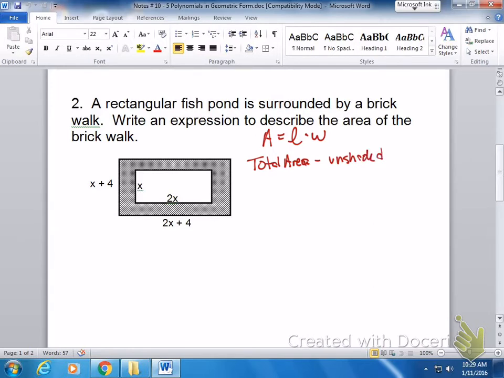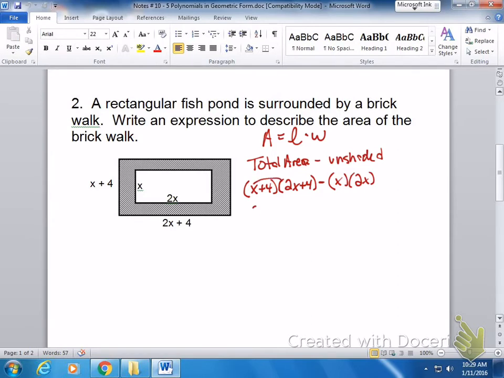So the total area, I have to take the length times width. That's x plus 4 times 2x plus 4. I'm going to subtract the area of the unshaded. That's x times 2x. So I can go ahead and work this out.